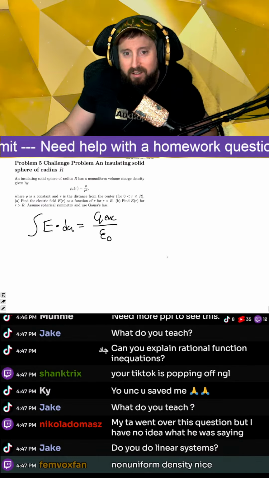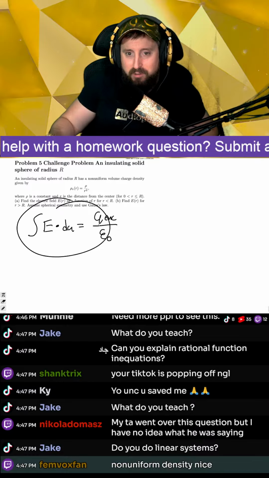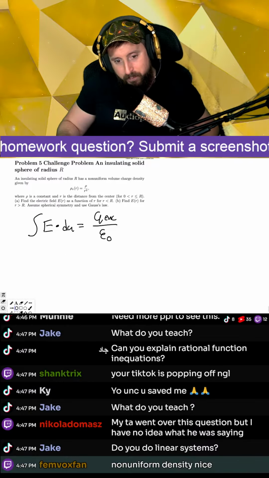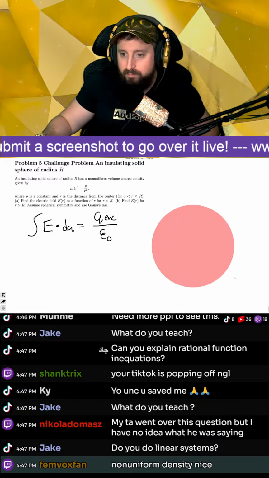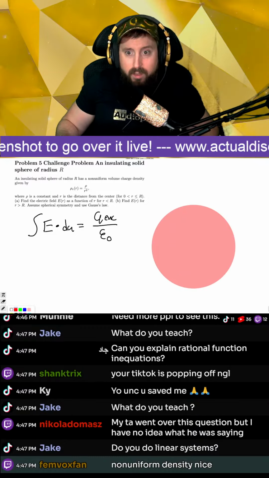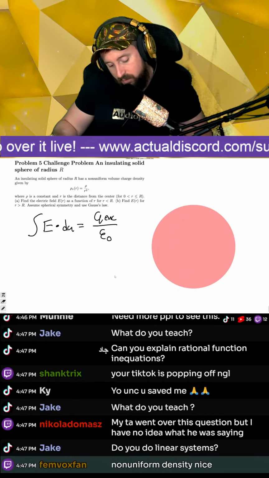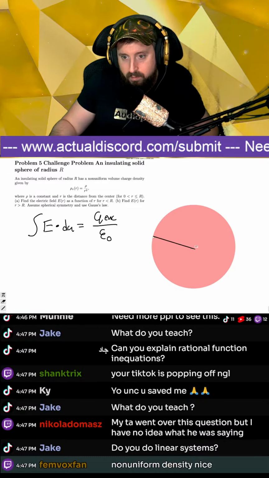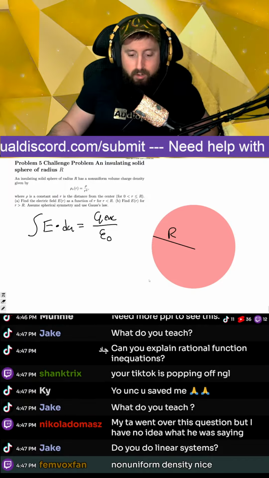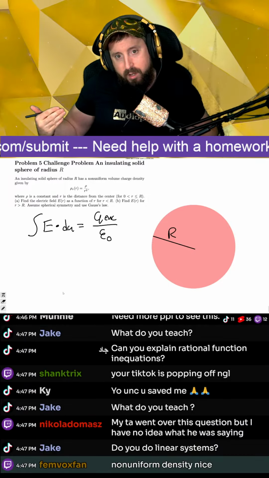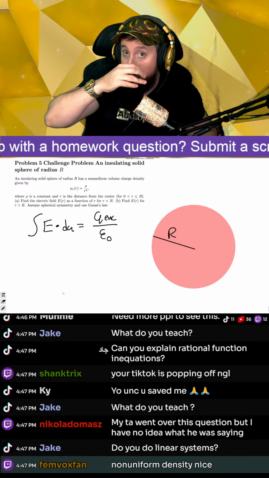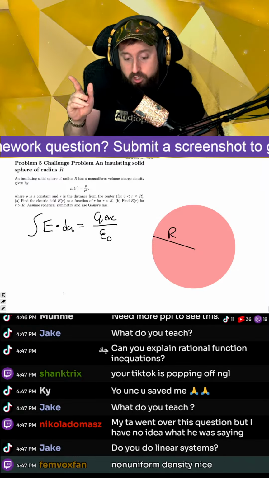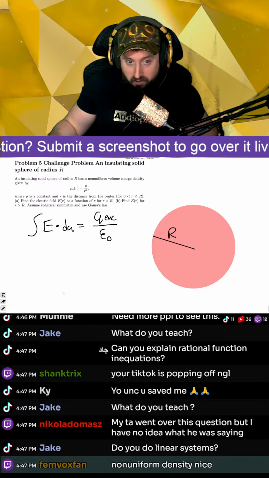Okay. So, the closed integral of E dot dA is equal to Q enclosed over epsilon naught. Let's draw our sphere of some charge. So we have this, and this is radius R. Since I know this is a sphere, that means it's spherically symmetric. And spherically symmetric means I also want my Gaussian surface to be a sphere.